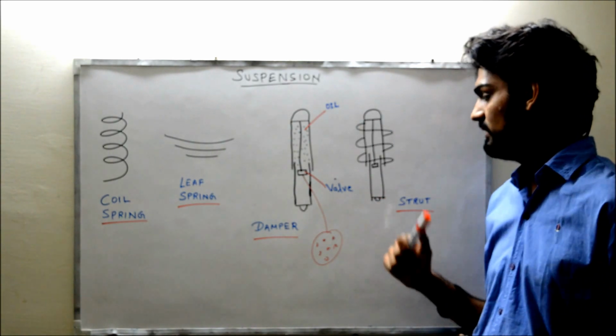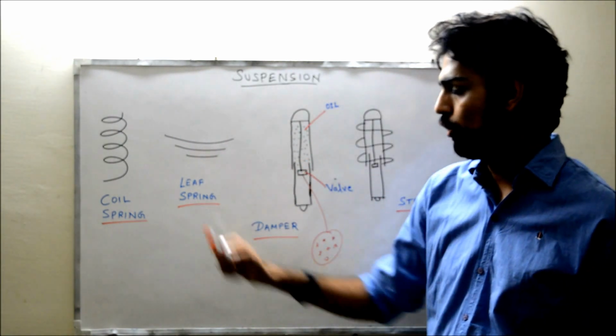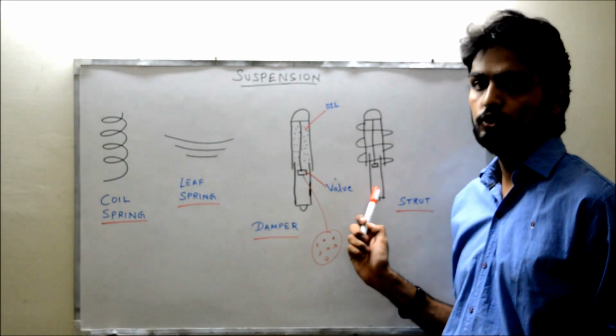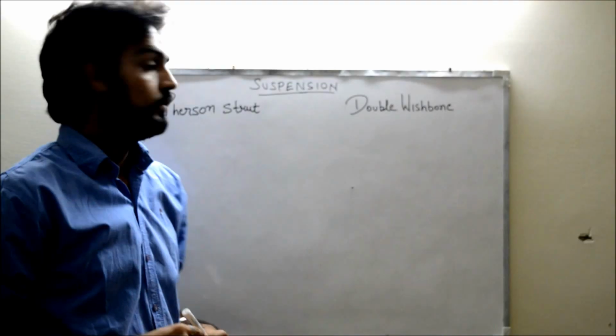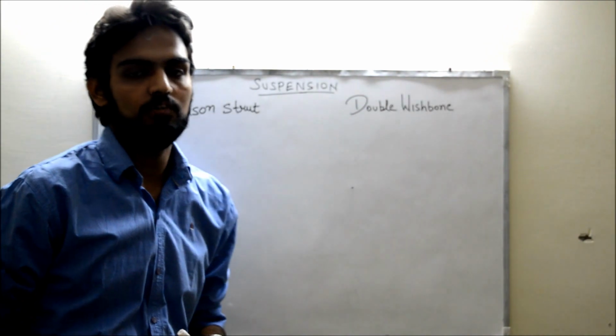And a strut is a combination of a damper and a coil spring, and this is the most widely used in all automobiles nowadays, like bikes and cars. So now we'll discuss the mechanism of suspension.